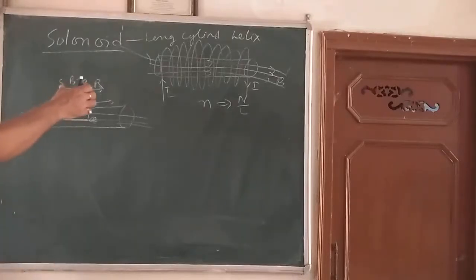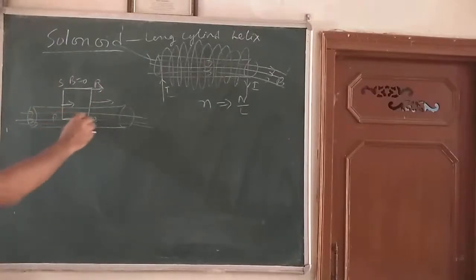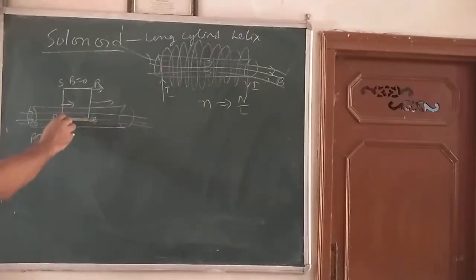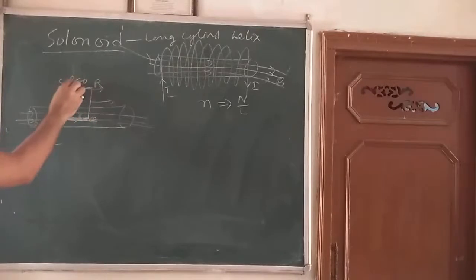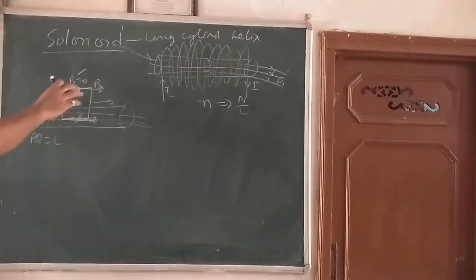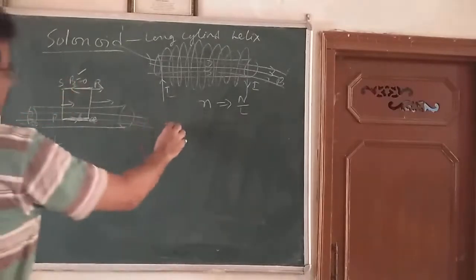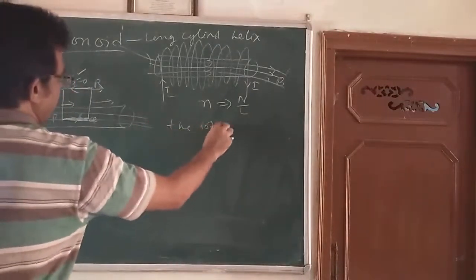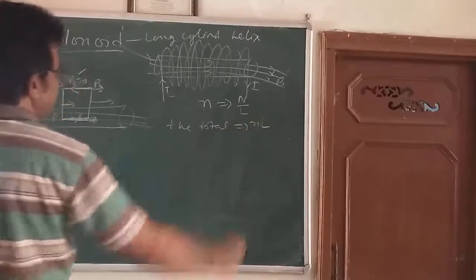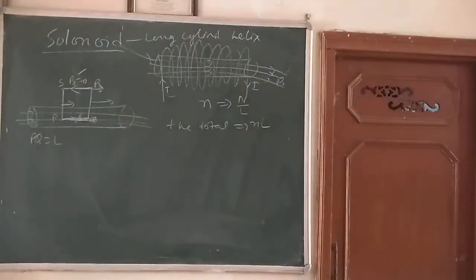Okay, so consider a rectangular loop PQRS near the middle of the solenoid, where PQ is equal to L. The length of this PQ is L. Let the magnetic field along PQ be B, like this, and 0 along RS, because outside the solenoid the magnetic field is 0. So the total number of turns in this length is N into L, like this. Capital N is equal to this one.